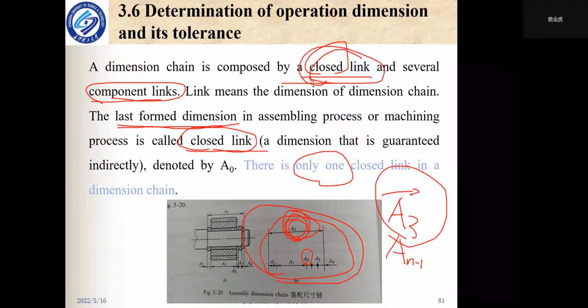If not, the component link is named the decreasing link. For example, if A3 is constant, when the component link A2 increases, then A0 will decrease. So for A2, A0 is a decreasing link.